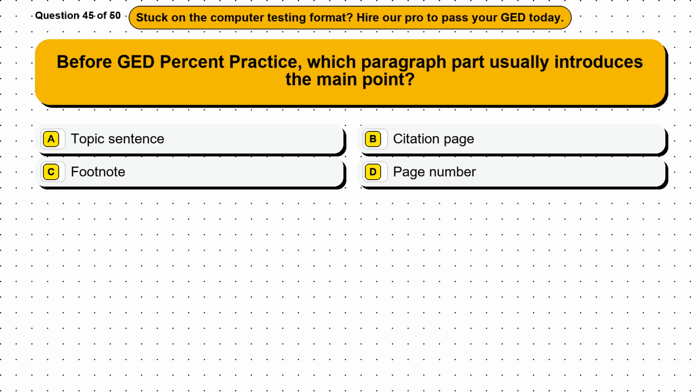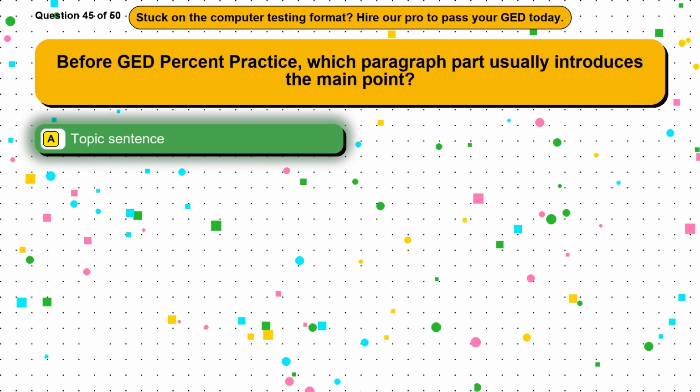Question 45. Before GED percent practice, which paragraph part usually introduces the main point? Option A, topic sentence. Option B, citation page. Option C, footnote. Option D, page number. The correct answer is option A, topic sentence.